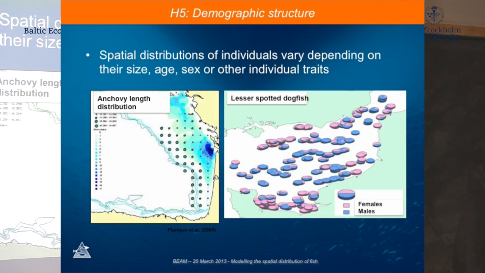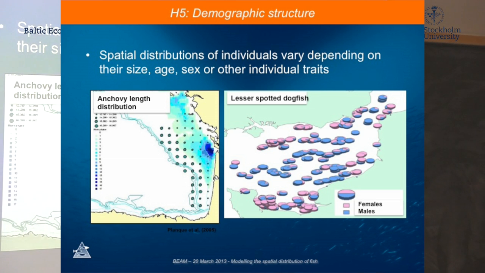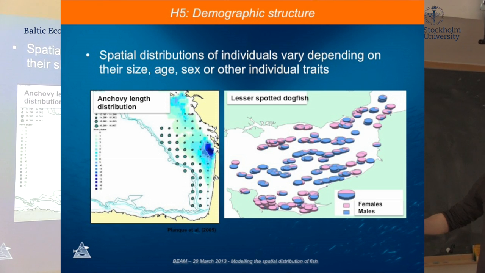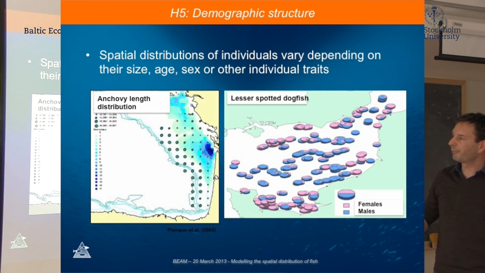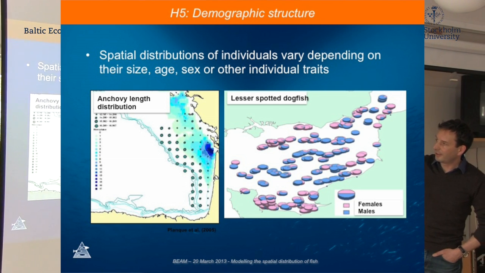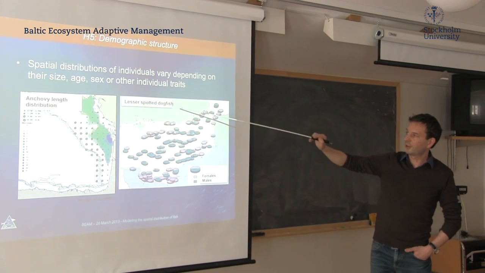Okay, move to a demographic structure, something I mentioned earlier on. Sex and age can control the spatial distribution. I take here two examples from earlier work. This one is from the English Channel, and it shows the distribution of Scyliorhinus canicula, the lesser spotted dogfish.